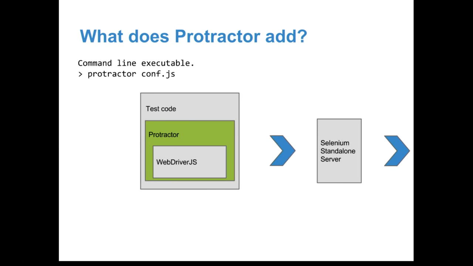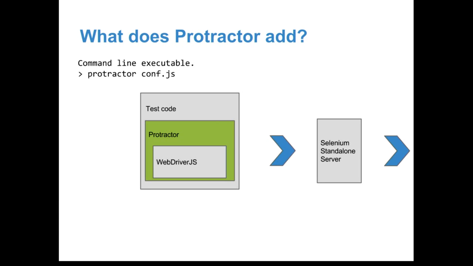So what is Protractor adding for you here? First of all, there's a command line executable, which takes a configuration file that tells your test how it's going to connect to that Selenium server, where your application is running, what type of browsers you want to test on, and a couple of other configuration attributes.